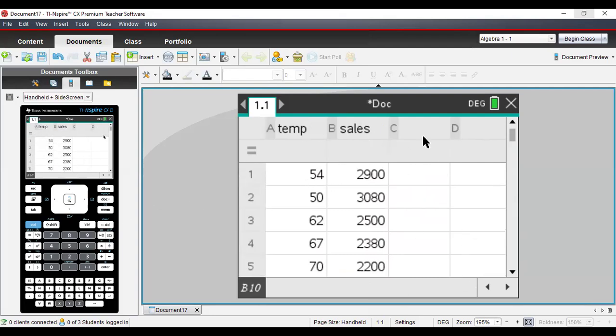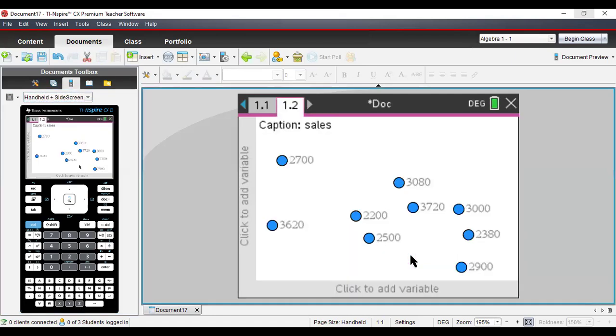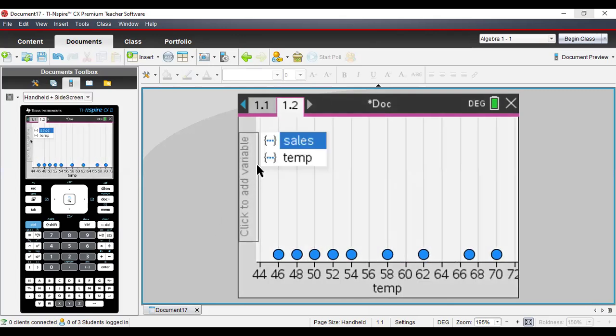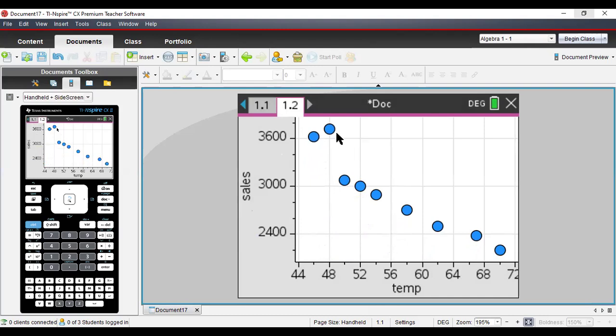Now what I'm going to do is press the home screen. I'm going to go to data and statistics, this little bar graph right here. And it's going to give me 9 dots. That represents the 9 days of data that we collected. Down at the bottom, I'm going to put the X variable, which is temperature. And then over here on the Y-axis, I'm going to put the Y variable, which is sales. Now, here is the scatter plot. This is not perfectly correlated, but you can see that this is basically a negative sloped correlation.